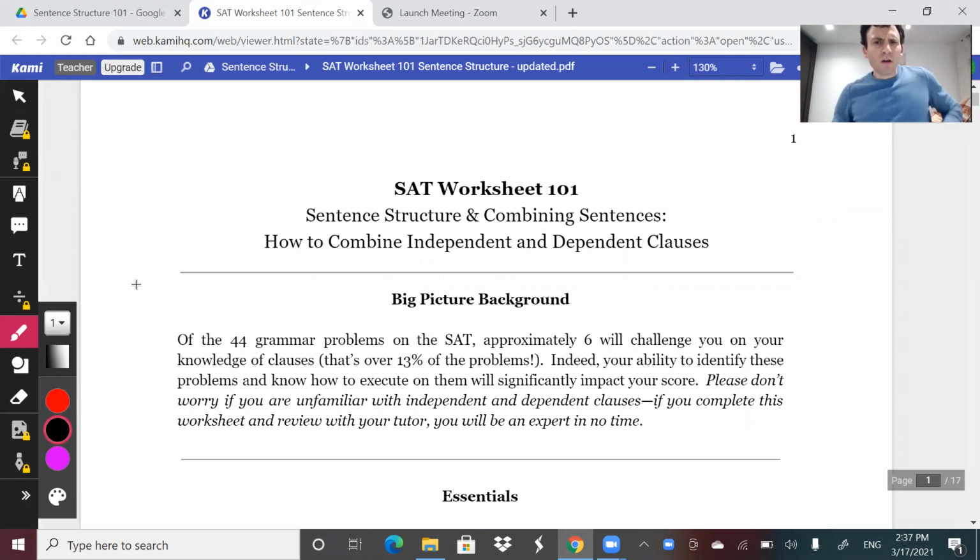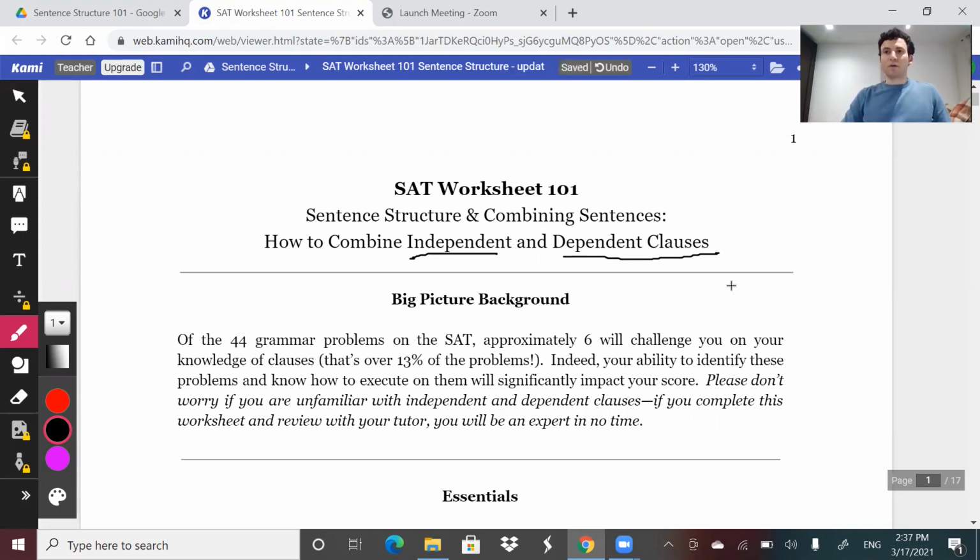A little over 60% of the problems on both tests on the grammar section test on just pure knowledge of grammar and punctuation. The other 40% tend to test on content, topic, sentences, things like that. But for the grammar side of things, this concept 101, this idea of independent clauses and how to combine them and being able to distinguish between an independent and a dependent clause, this is the nucleus. This is the foundation. It's essential for both tests.